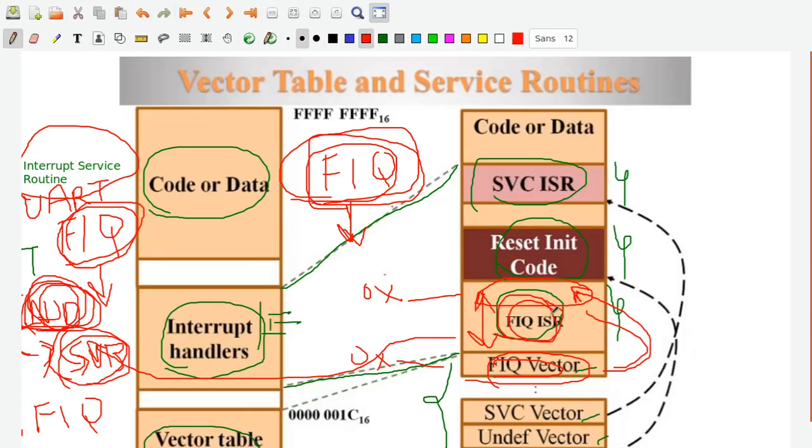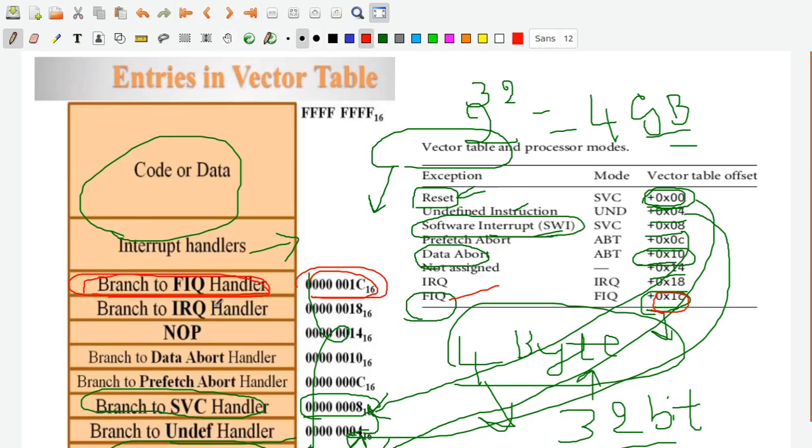Whereas what is stored in the FIQ vector is just a branch instruction. It could be a branch instruction or some load instruction that loads to the PC. It is only one single instruction there, where you are branching to the FIQ handler.